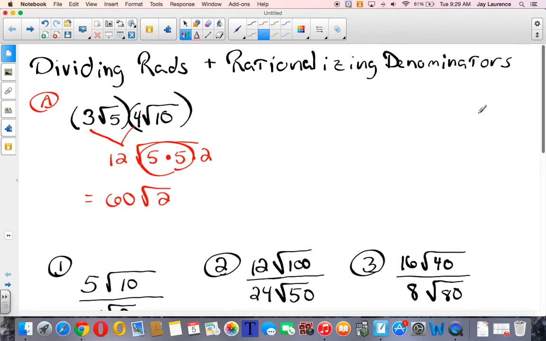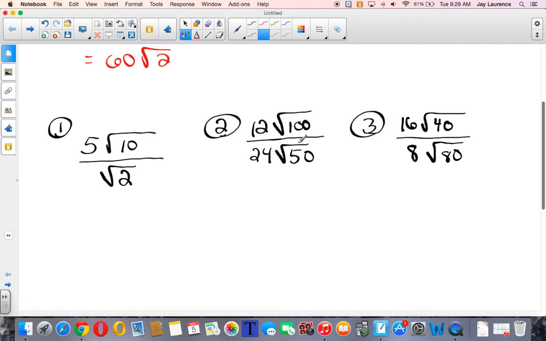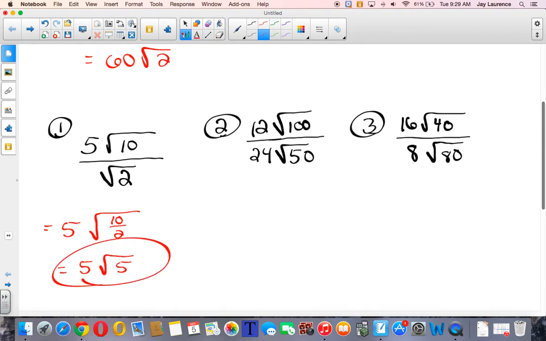Dividing rads is very similar, except we're dividing. Take number 1 here. I've got 5 rad 10 over rad 2. Well, that's the same problem as 5 times the rad of 10 over 2. Well, 10 over 2 simplifies to 5 rad 5, and there's my answer. So rad 2 into rad 10 does equal rad 5, okay? Got to be careful with that, though. Like, these two here do not equal 120 because this is not 2. It's the rad of 2, a positive square root, okay?